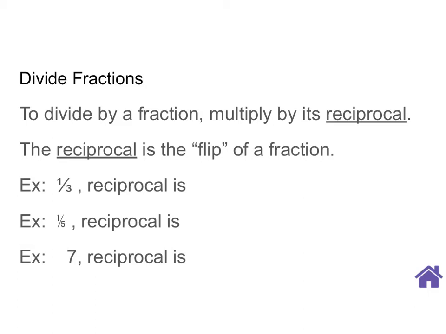So the reciprocal of 1/3 is 3 over 1, or that is just 3, okay? The reciprocal of 1/5 is 5 over 1, or it's just 5. And the reciprocal of 7 is 1 over 7. If the example was 2/3, I'm going to put an R for reciprocal, it is 3/2.